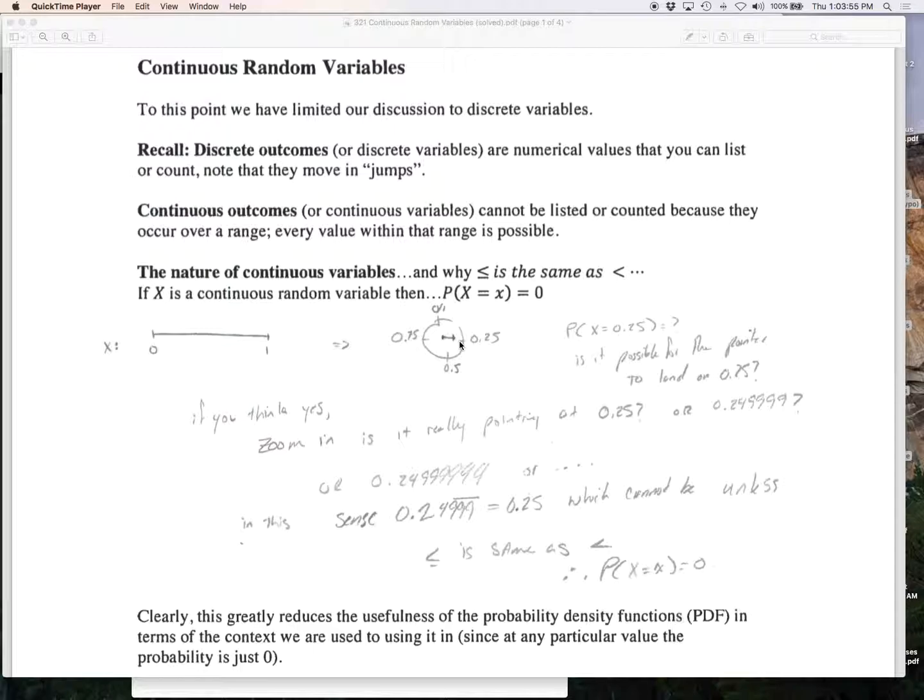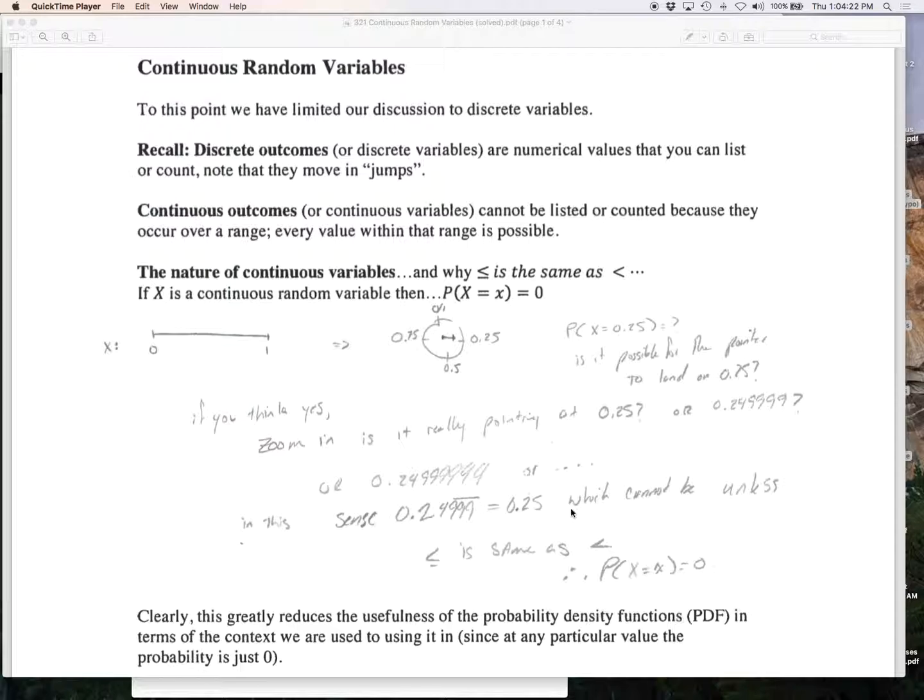Okay, if you still think that it actually is exactly precisely on it, then just imagine zooming in to some level, on a molecular level. At some point, you will see you are never actually exactly on there. The probability that you're exactly on there is approaching 0. So you zoom in, and you're either getting 0.249999 or a few more nines, or 9 repeating.